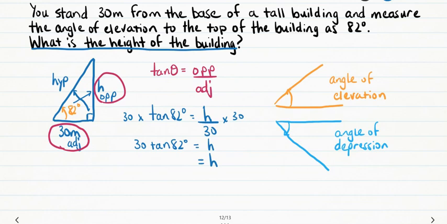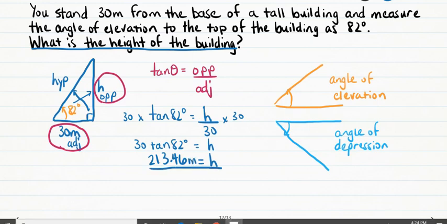So when we calculate this, 30 times tangent of 82 degrees is equal to 213.46. And because our initial 30 meters was in meters, we know that our height for the building will also be in meters. So therefore, the height of the building is about 213.46 meters tall.